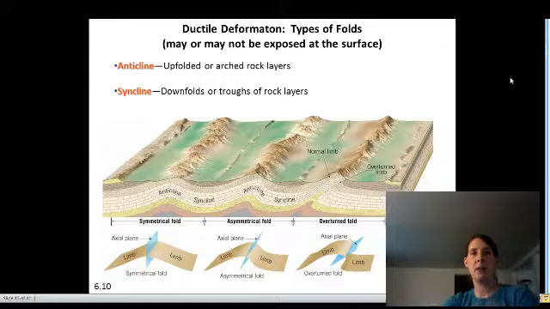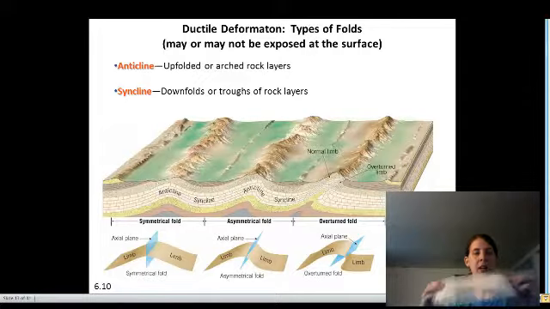So when we talk about types of folds, there are actually a number of ways to classify them. You can have a number of features. The first is an anticline, which is an upfolded or arched rock layer. So this right here in the middle will be an anticline. If we have ductile deformation occurring where it downfolds, this would be a syncline. Okay, so anticline is up, syncline is down.